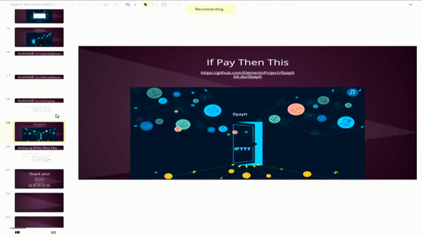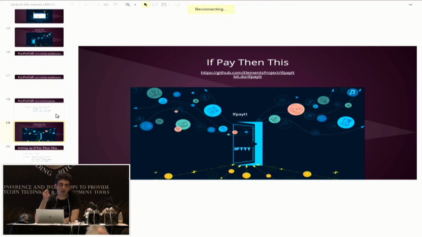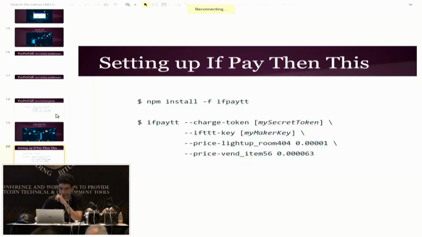If-pay is written on top of pay-per-call. It uses pay-per-call internally, and it's basically a connector between Lightning payments and IFTTT. If this, then that. For those not familiar with it, it's a service that allows you to hook up all sorts of events. So if this happens, then do this. This allows you to make the "if this happens" part a Lightning payment, and the "do this" part can be all sorts of different things, like opening locks, changing the lights, operating IoT devices, sending SMS, sending emails, all kinds of different stuff.